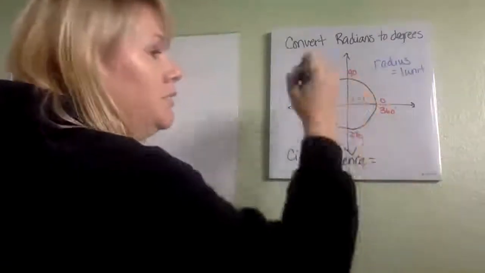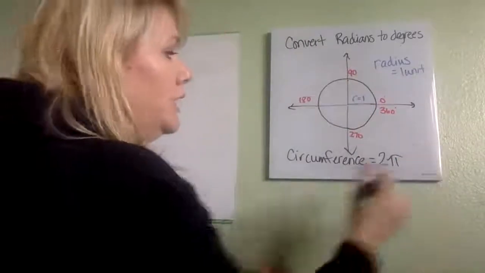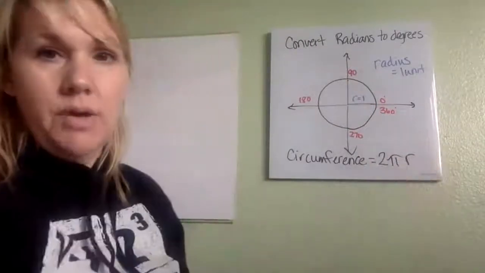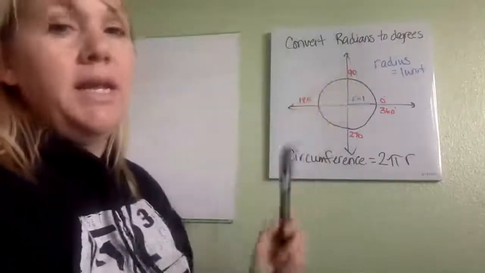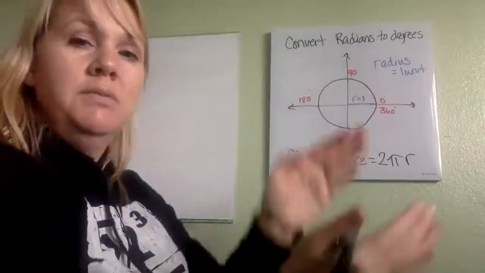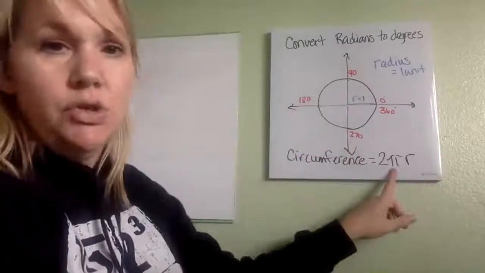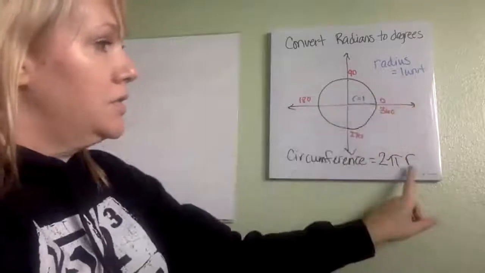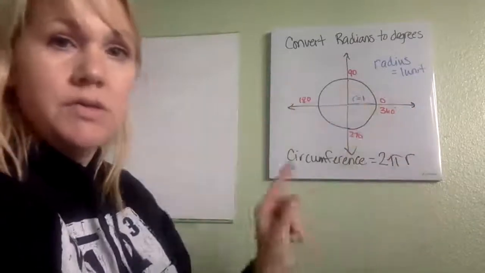The circumference of the circle is 2 pi times the radius, whatever the radius is. That's where the idea of radians comes in. It comes in by measuring a portion of the circle using this idea of it being 2 pi. And in this case, our radius is 1 unit, so our circumference is 2 pi.